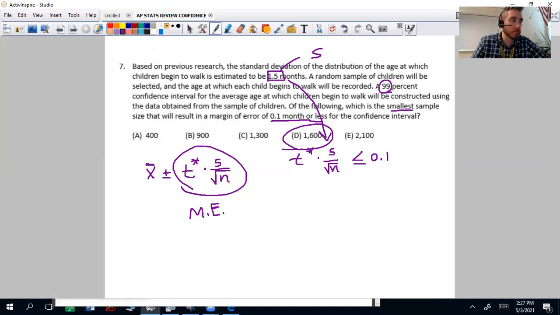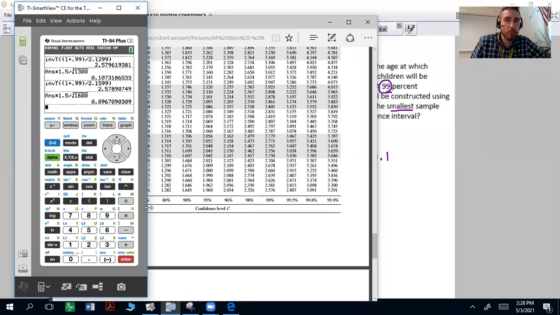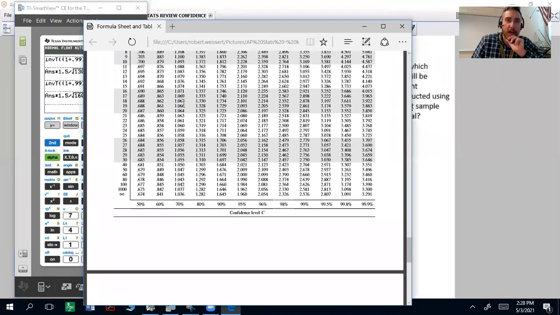Mr. Fowler, if you're in the building. I also wanted to show you on the table, notice that the highest sample size is 1,000, everything under that is infinity. So when you get to a really large sample, you can approximate that to be close to normal.